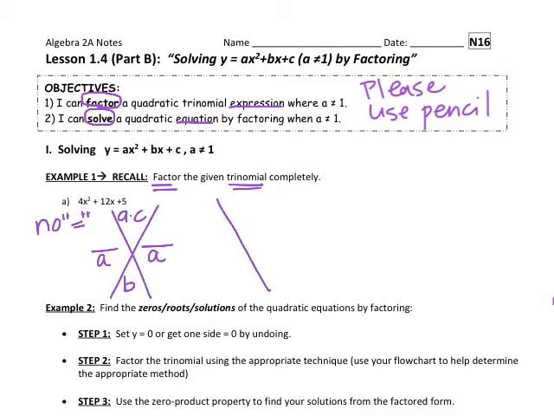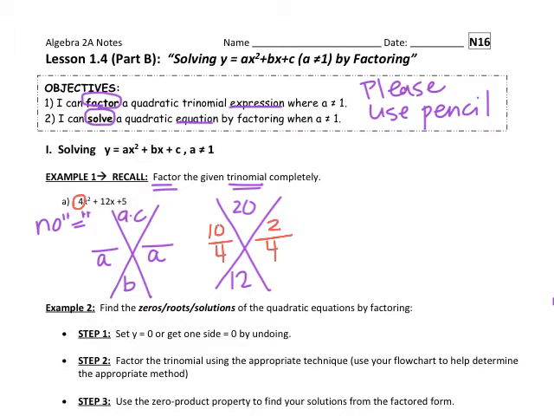What we're going to do is take a times c, 4 times 5, and that's going to be 20. And 12 is our b value. Now we're looking for two numbers that multiply to 20 and add to 12. I picked 10 and 2 because 10 times 2 is 20, and 10 plus 2 is 12. Now I have to get my a value and divide that into each of those factors.